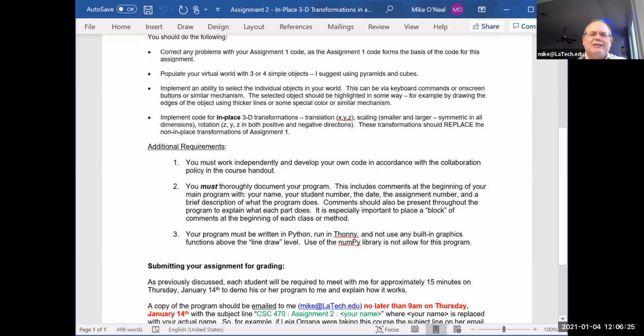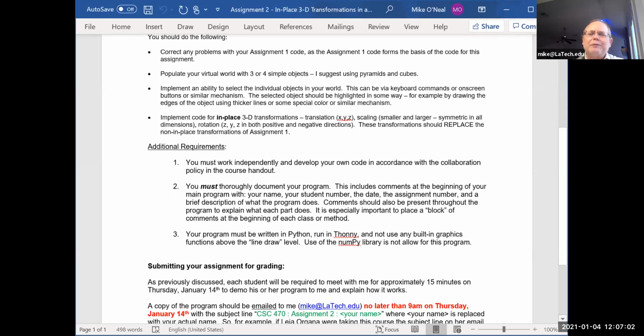You must implement the ability to select the individual objects in your world. Probably the easiest way of doing this is via keyboard command or on-screen buttons or some similar mechanism that, every time you press it, you rotate through your objects. So you've got 3 objects, the first one is the default, you click a button, now it moves over to object 2, you click a button again, it moves over to object 3, you click a button again, it moves back to object 1. So you need some easy way of selecting what object you want to work on.